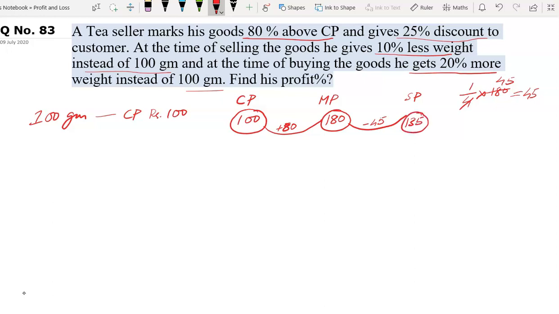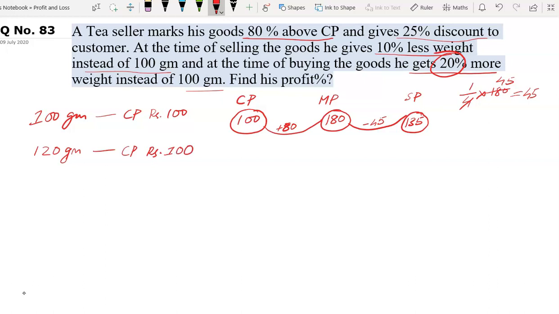So SP is 135. Now this tea seller, at the time of buying the goods, he gets 20% more. So while buying, he gets 120 gram. 20% of 100 is 20. So 20% more means 100 plus 20, which is 120. And he pays the same CP, which is rupees 100.